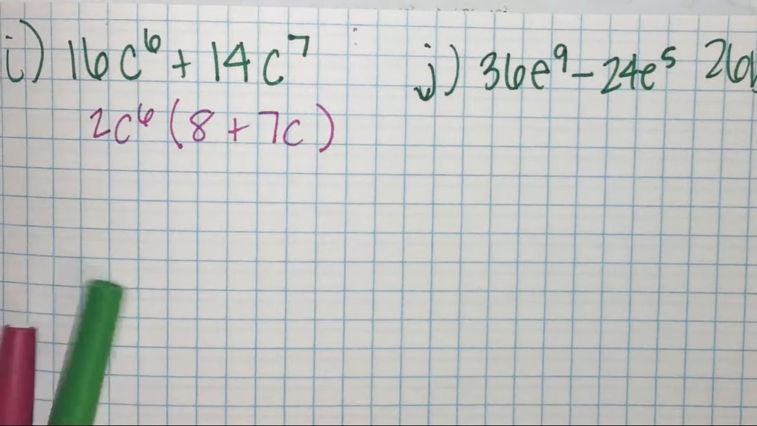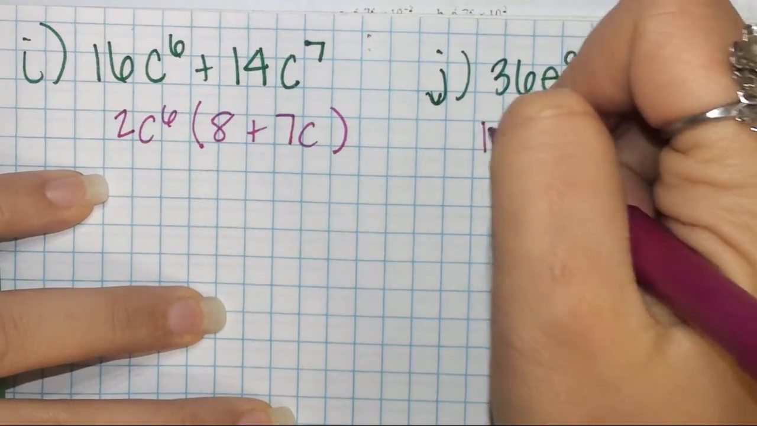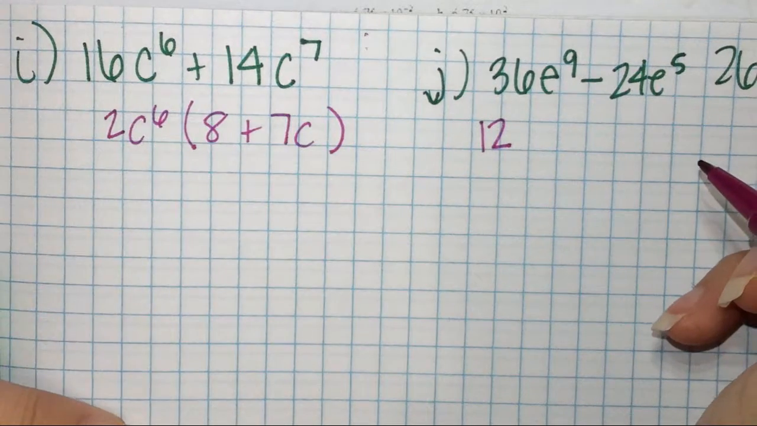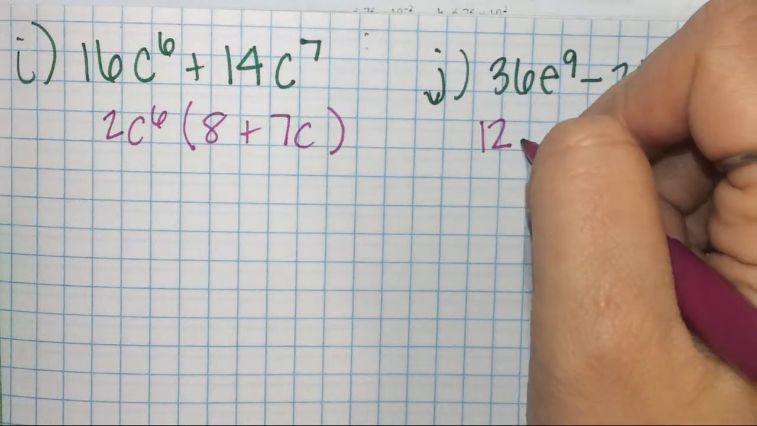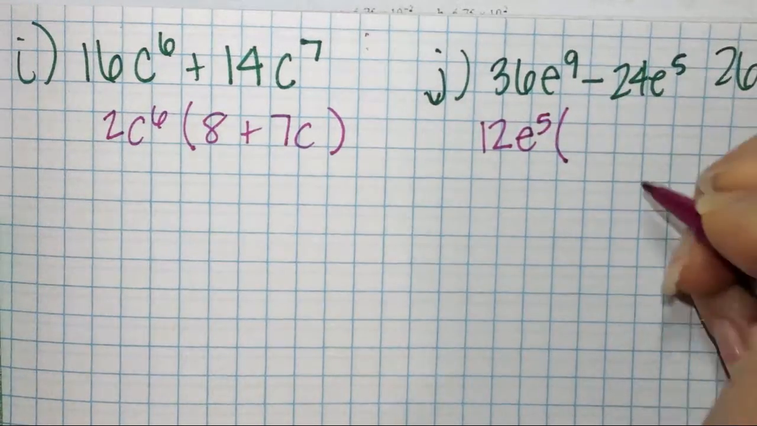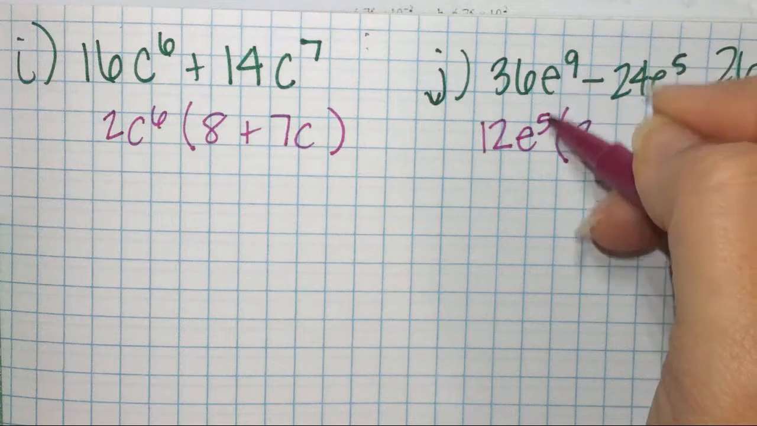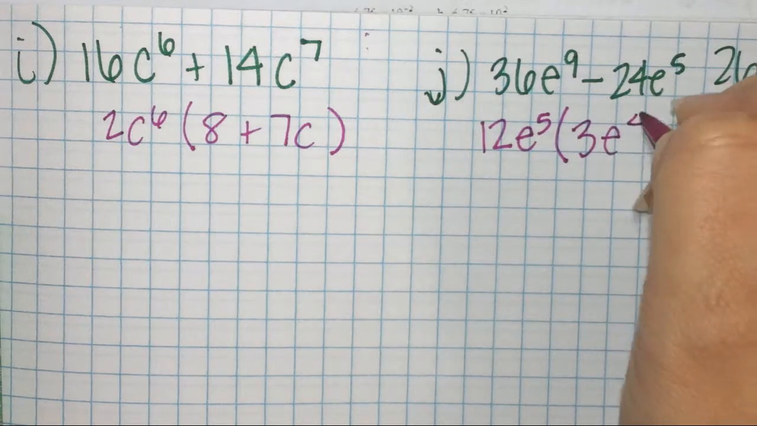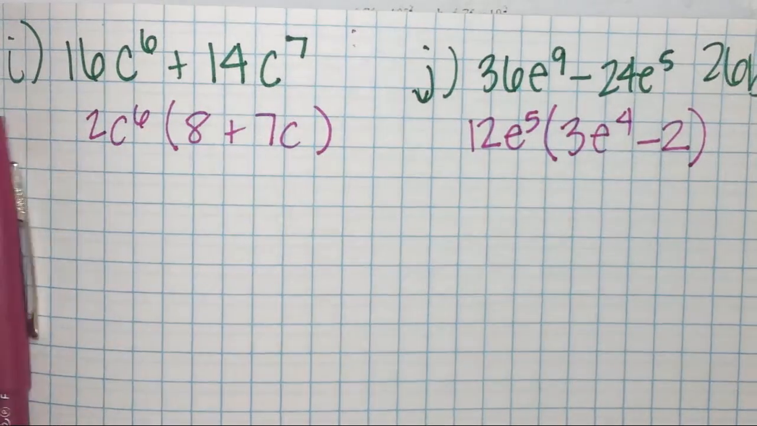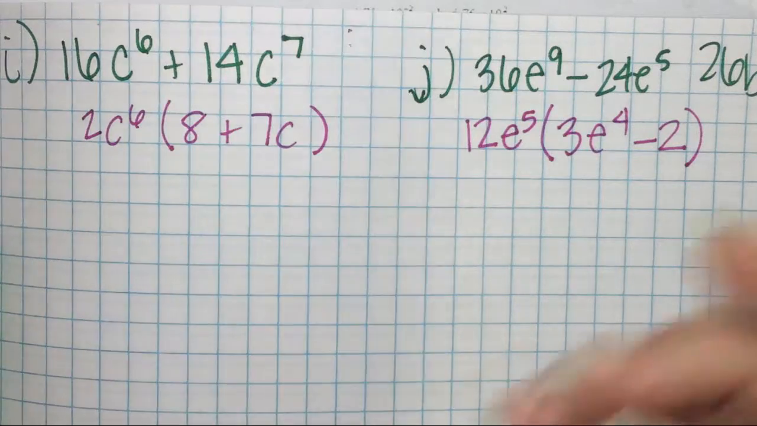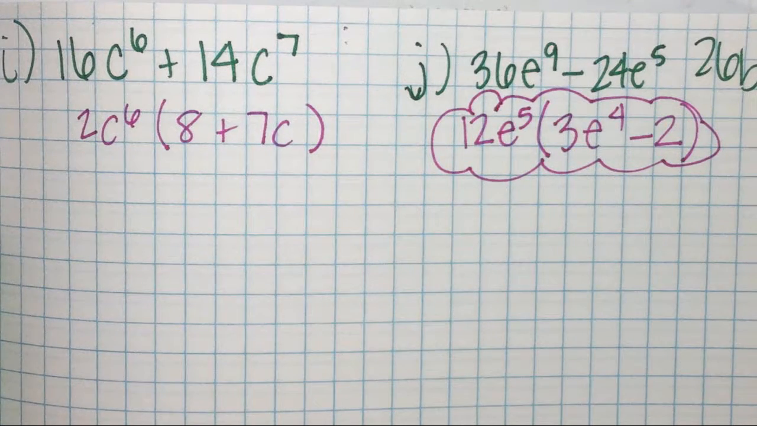Okay. What's the biggest number that goes into both 36 and 24? 12 is the biggest. You need the biggest. Okay. And what's our smaller exponent? Alright, so then 36 divided by 12 is 3. If you have 9 e's and you take out 5, how many are left? 4. 24 divided by 12 is? 2. How many of us got that right? You got it right. Take a point. Good job, Austin.